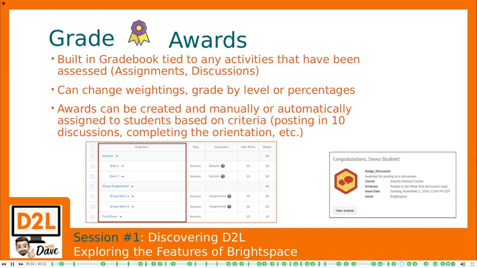And then you can also use awards. Based on certain completions, you can manually or automatically assign students awards. So maybe they posted in 10 discussions, they get a discussion novice award, and if they complete the orientation they get a different award. You can create awards and assign them out to students.